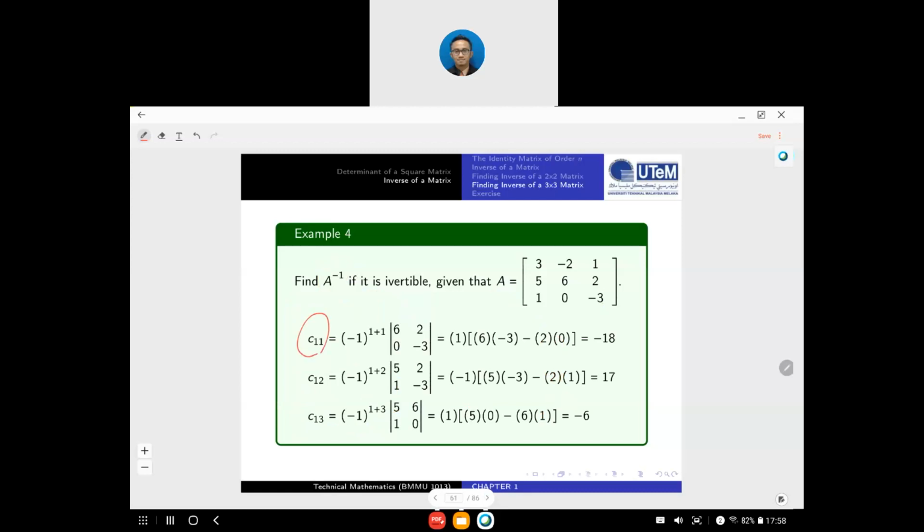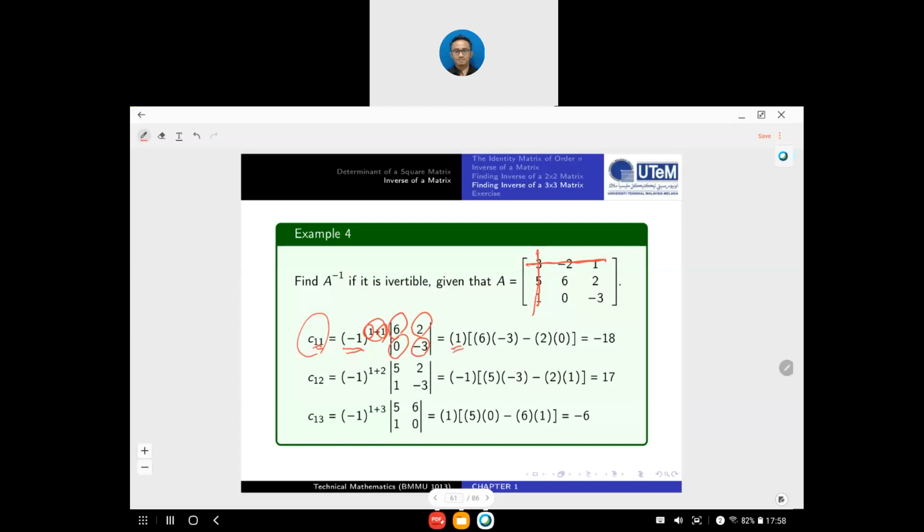Okay, cofactor 1, 1 first. Make sure -1 to the power of 1 plus 1. Why 1 plus 1? Because this is first row, first column. Sebab itu 1 plus 1. Row pertama, kolom pertama. Okay. When you want to find cofactor 1, 1, awak delete macam tu. First column, first row kita akan buang. So the rest apa yang tinggal? 6, 2, 0 and -3. Okay. And then you can get this cofactor 1, 1.